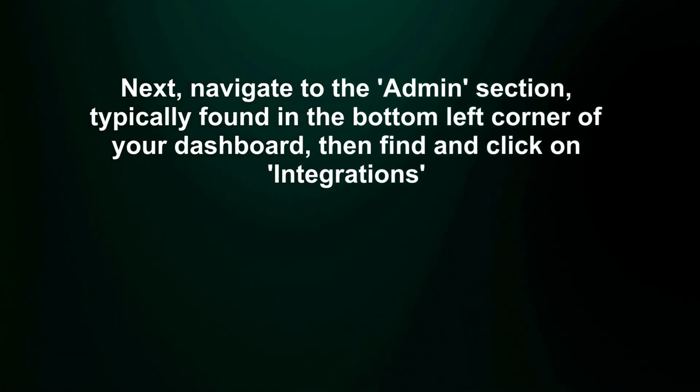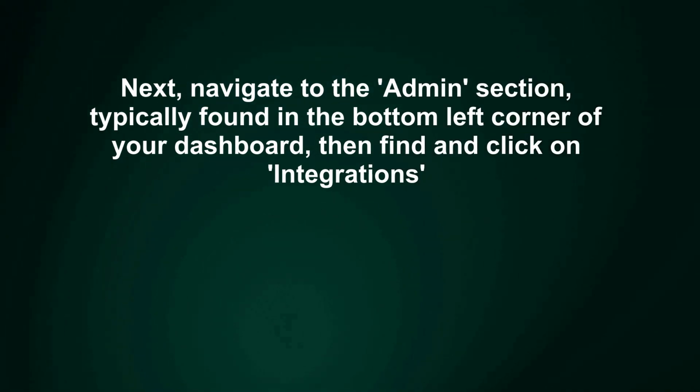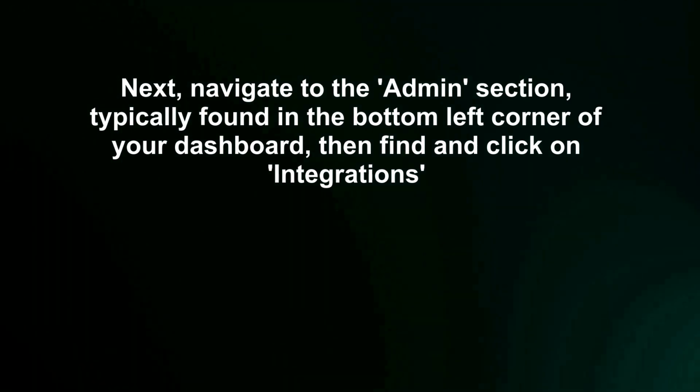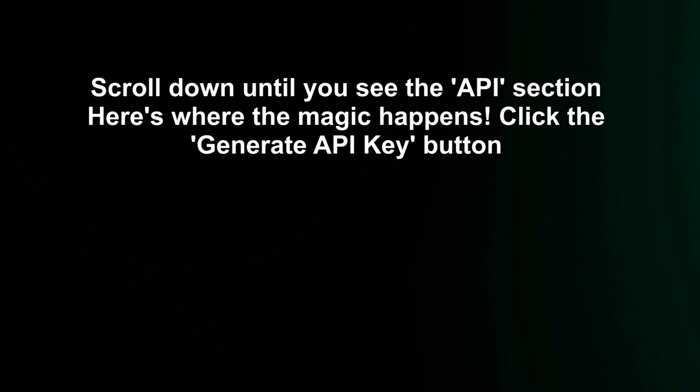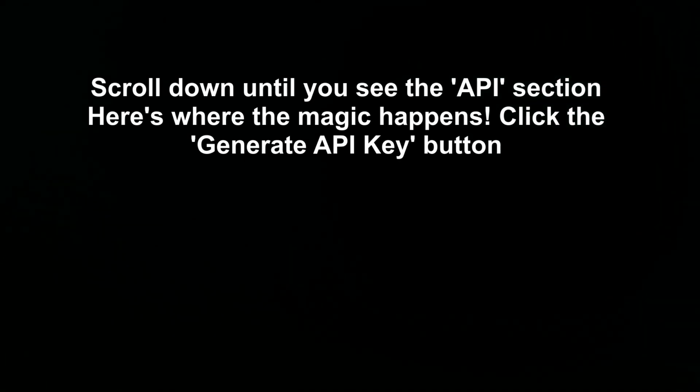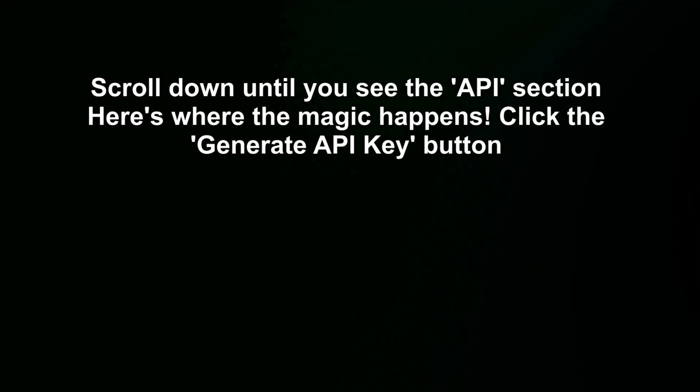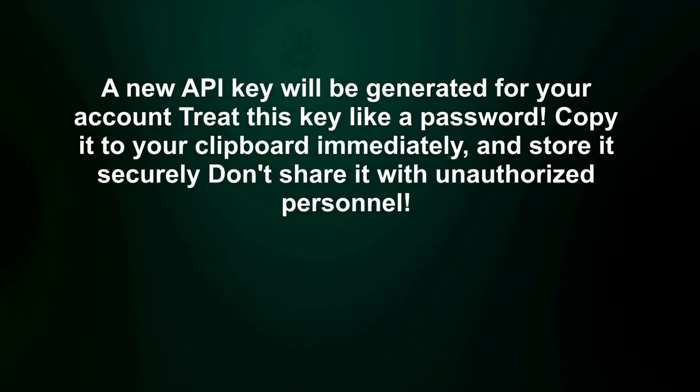Next, navigate to the admin section, typically found in the bottom left corner of your dashboard, then find and click on Integrations. Scroll down until you see the API section. Here's where the magic happens. Click the Generate API Key button. A new API key will be generated for your account.